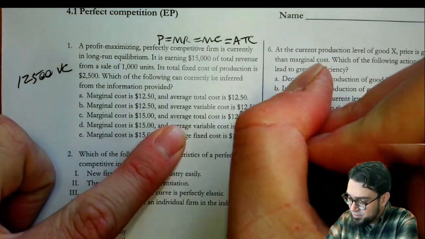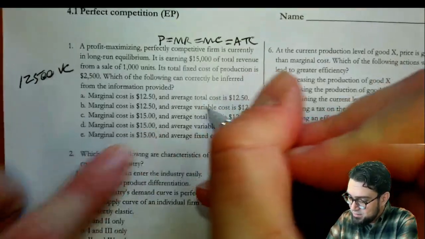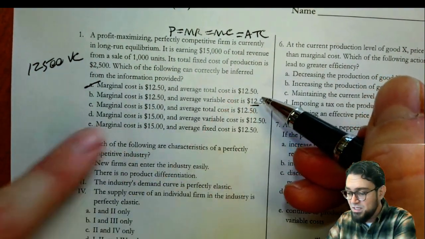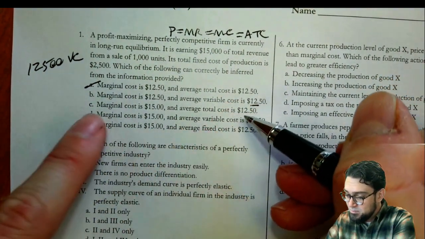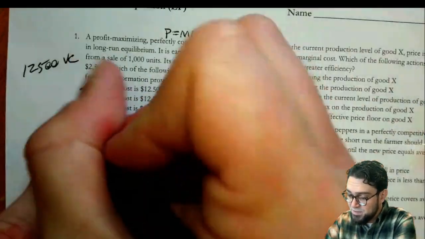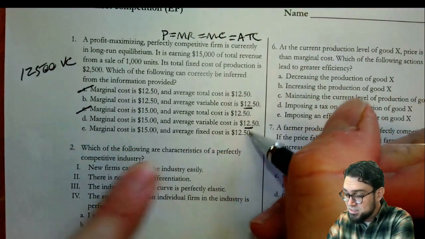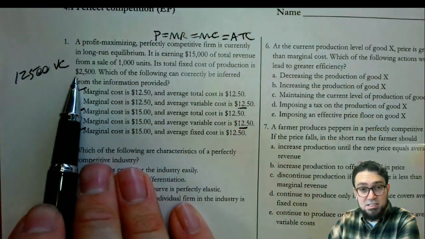So I'm looking here, that's a true statement. A is not, because average total cost wouldn't be 12.50, it would be 15. But this one is, marginal cost 15, average total cost is 12.50, so I'm going to rule that one out. Average variable cost is 12.50, that's true. Average fixed cost is 12.50, that's not true either because the fixed cost is 2,500.